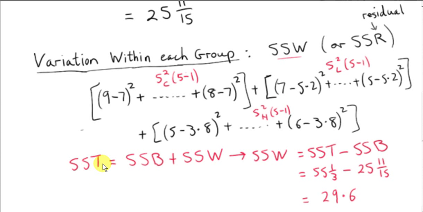But I think it's quickest just to use this rule here. SST is SSB plus SSW. Of course, if you do it both ways, you can check that you should get the same answer of 29.6.